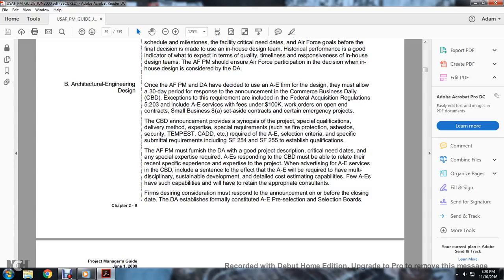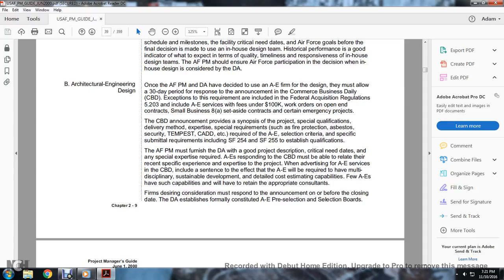It must be able to relate their experience and expertise with the project to the A&E services in the CBD, including the ability, in effect, for the A&E to have multiple disciplinary sustainable deployment and detail with cost and estimating capabilities. If a few A&Es have such capabilities, they will have to retain the appropriate consultation. Form design consideration must be responded to the announcement before the closing date.